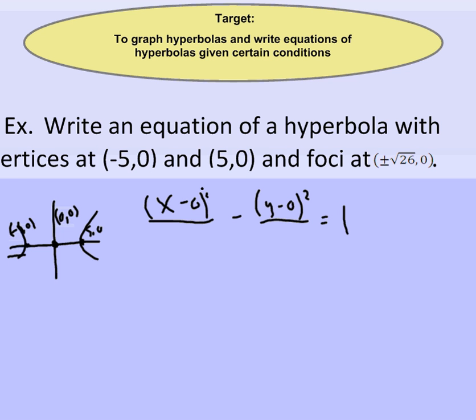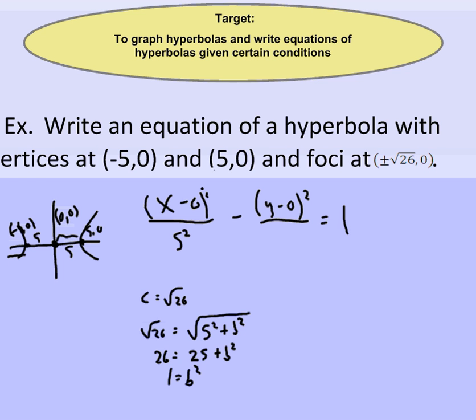What we need is our a and b values. We already know our a value is going 5 right, 5 left, so it's 5 squared. How are we going to find our b value? We're going to use the c. C is the square root of 26. That's where our foci are found, in this direction. So we have the square root of 26 equals the square root of a squared plus b squared. Square both sides, subtract, and you get 1 is equal to b squared. So b is equal to 1, and this is going to be a 1 under here. So our final solution is x squared over 25 minus y squared over 1 equals 1.